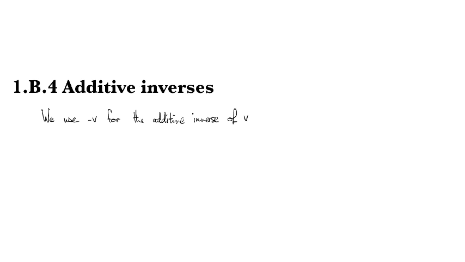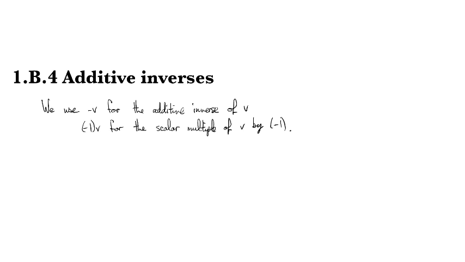And we use minus 1 times v for the scalar multiple of v by the scalar minus 1 from our field. And since we know that our field always contains 1 and it's closed under additive inverses, we also know that it contains minus 1. So there's nothing there that isn't automatic. But what we need to show is that these two things are actually the same.